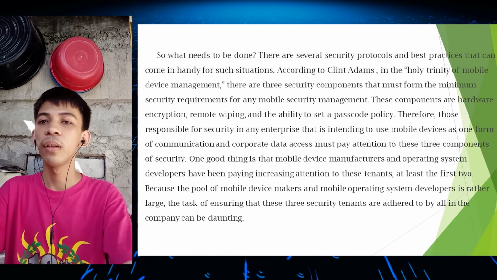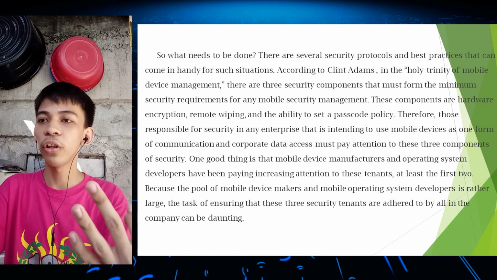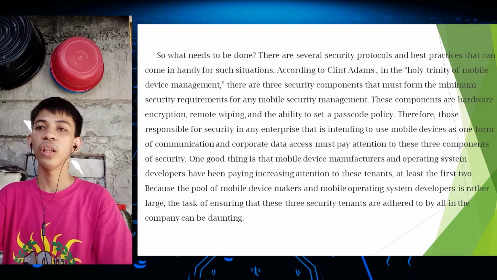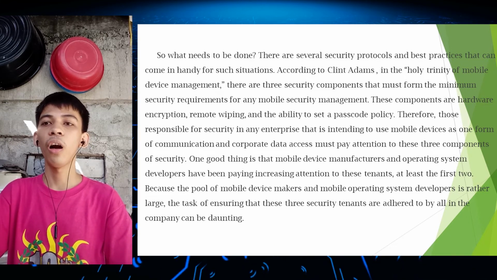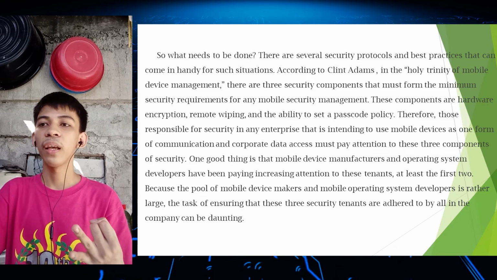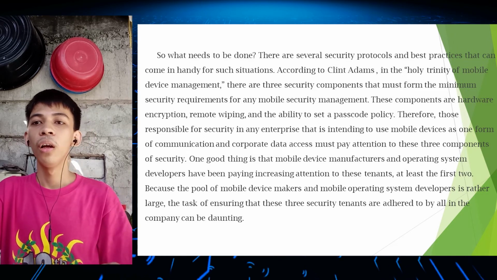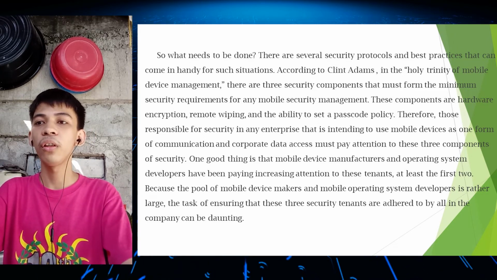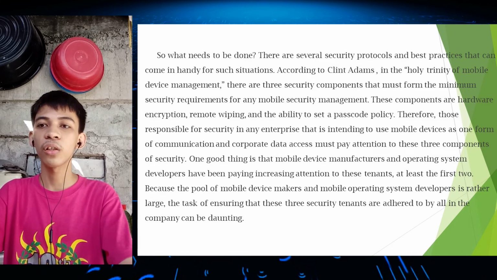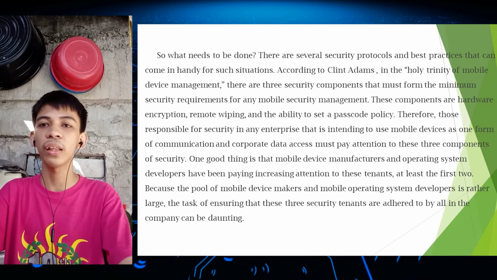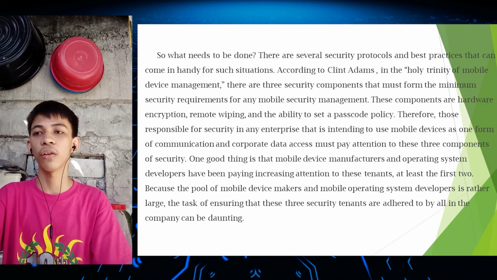According to Clint Adams, in the Holy Trinity of mobile device management, there are three security components that must form the minimum security requirements for any mobile security management. These components are hardware encryption, remote wiping, and the ability to set a passcode policy. Therefore, those responsible for security in any enterprise that is intending to use mobile devices as one form of communication and corporate data access must pay attention to those three components of security.